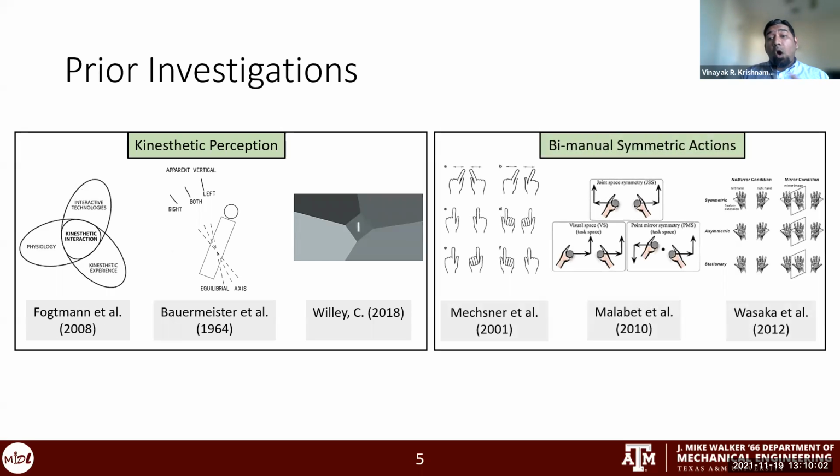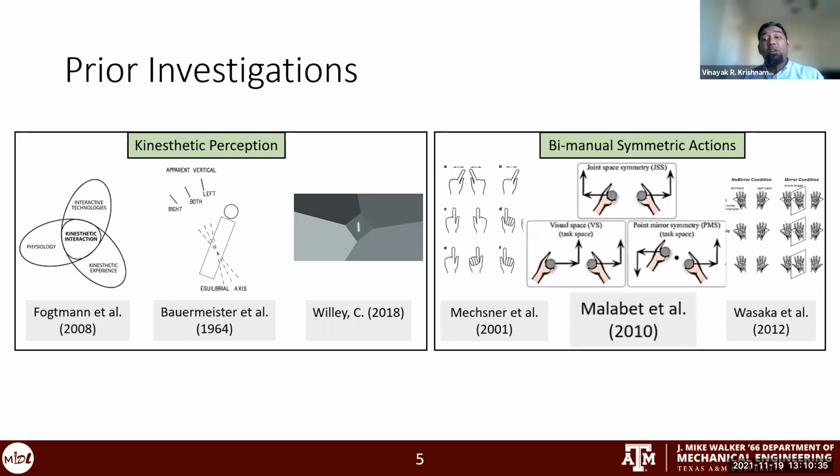And then in the recent past, people have also tried to integrate human-computer interactions or interactive technologies for exploring kinesthetic perception, right? On the other hand, we also have a lot of interesting work on specifically bimanual symmetric actions. I already mentioned Mexner's work that essentially talks about how symmetry manifests in the brain rather than only in the muscles. But then later on, there's also this work by Wasaka that introduced a mirror as a means to provide visual cues for mirror symmetries in bimanual interactions.